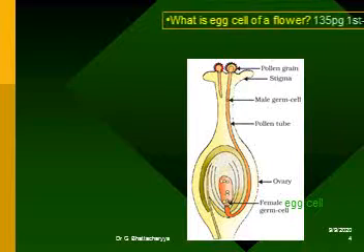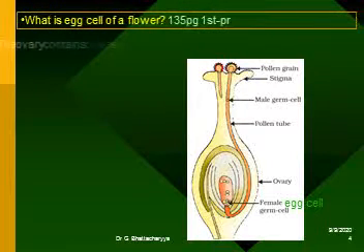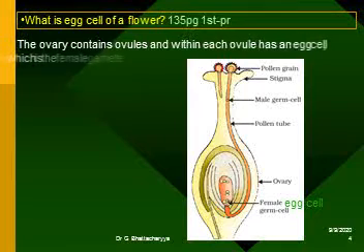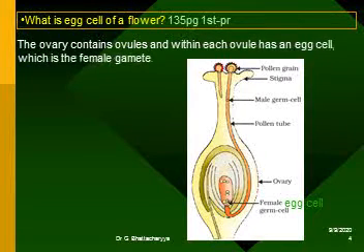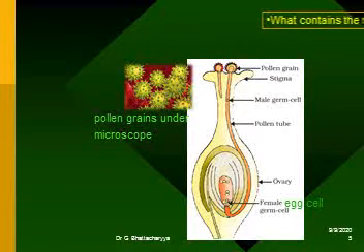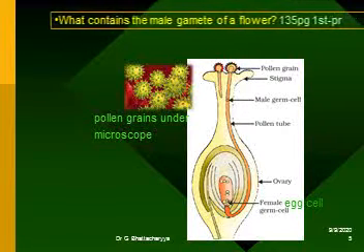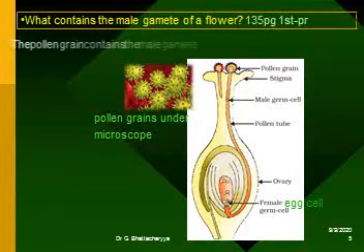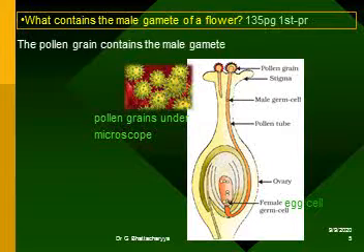What is the egg cell of a flower? The ovary contains ovules, and within each ovule is an egg cell, which is the female gamete. You can see the egg cell in the drawing. Here at the base, female germ cell is also written. What contains the male gamete of a flower? You can see the pollen grains under a microscope here. The pollen grain contains the male gamete. You can see the egg cell labeling here, the female germ cell. See the pollen grain on the top, and from there the pollen tube is growing downward up to the female germ cell, the egg cell.